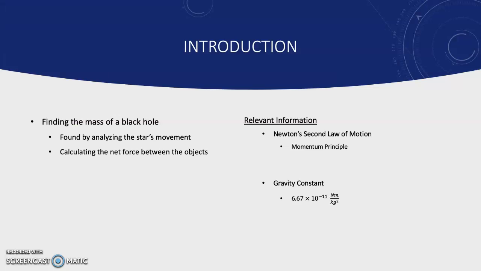To start off this project, our objective is finding the mass of a black hole, which is found by analyzing a star's movement, which has a given mass and is orbiting around the black hole, and then calculating the net force, which can also be seen as change in momentum between the two objects. This information can be seen on the right side, where I use Newton's second law of motion, which contains the momentum principle, which was used for the majority of this project. Also underneath is the gravity constant, which is used in later code.